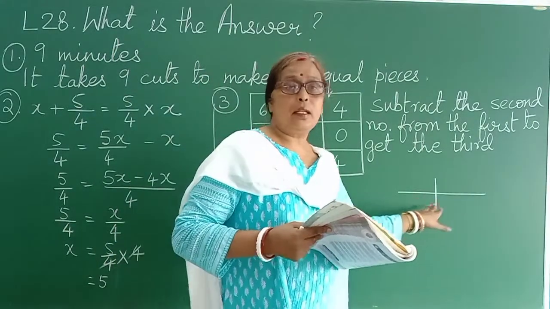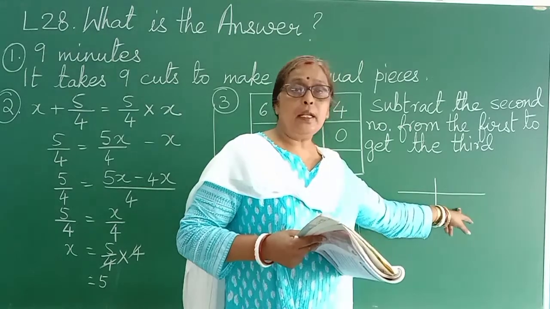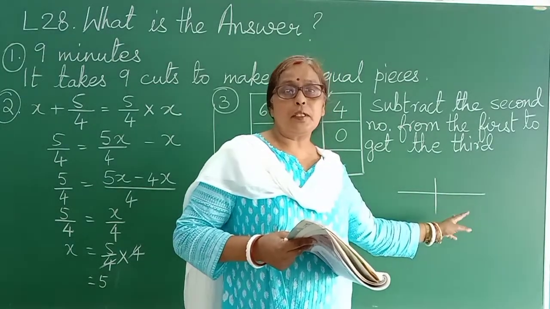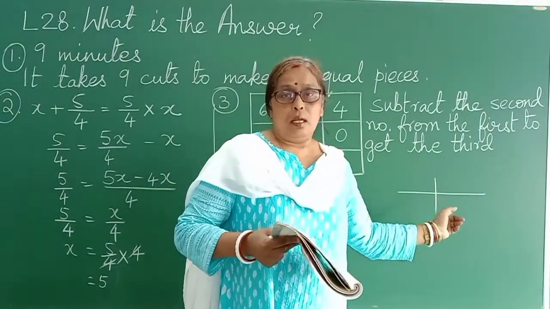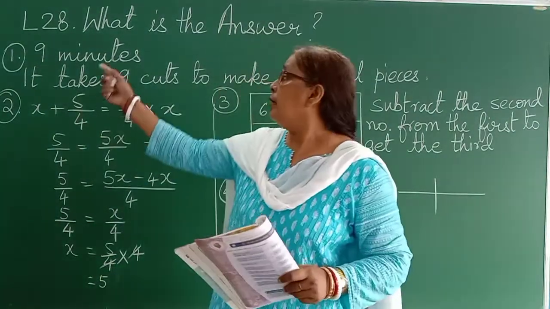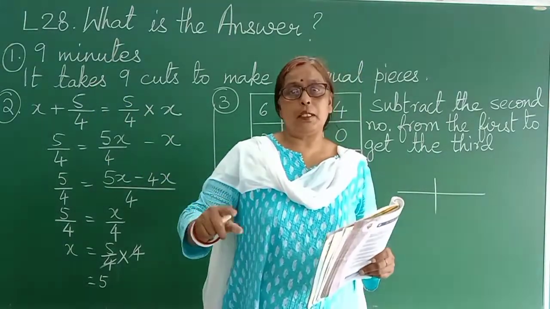मतलब 2 पार्ट्स बनाने के लिए हमें 1 कट करना पड़ा, मतलब जितने पार्ट्स हमें चाहिए उससे 1 कम. अब अगर 10 फुट प्लैंक है तो उसको हमें 9 मिनट्स में 9 कट करने पड़ेंगे, तो हमें 10 पीसेस मिल जाएंगे.